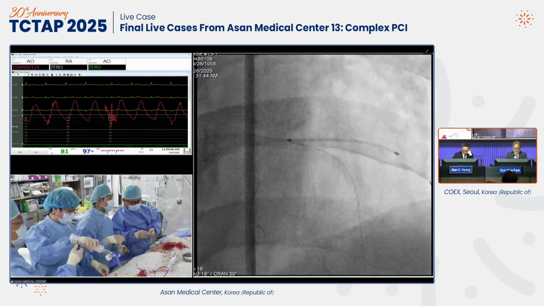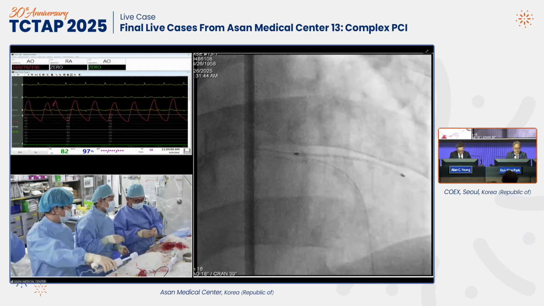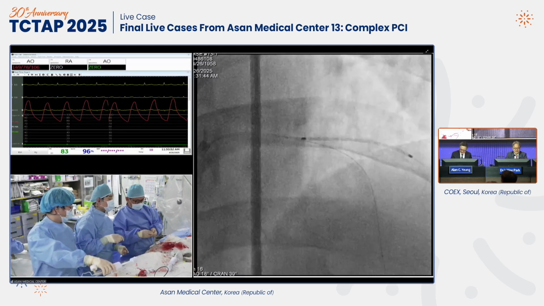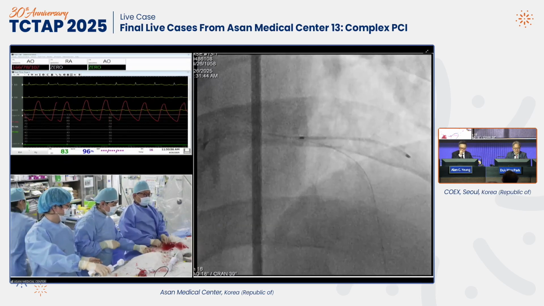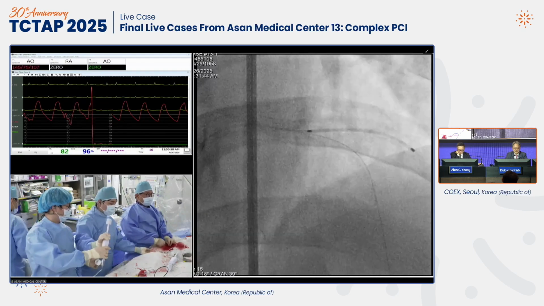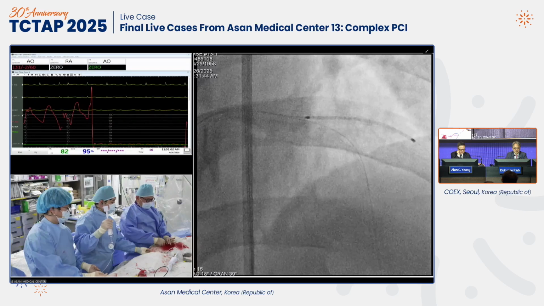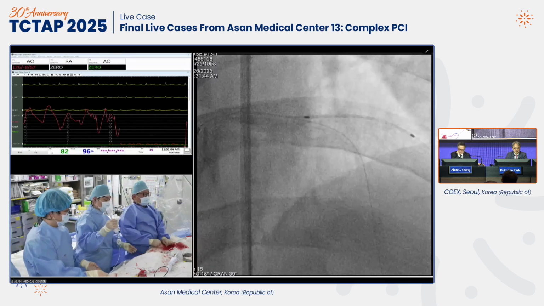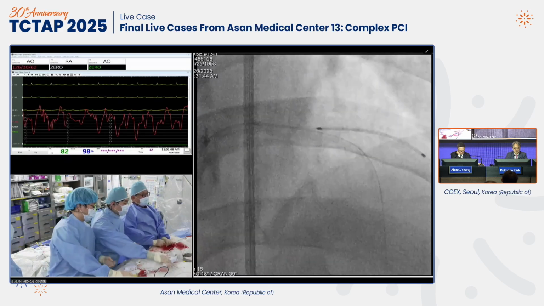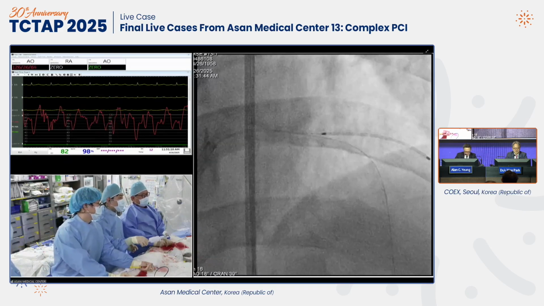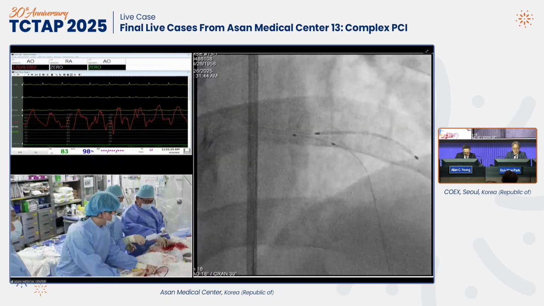Yeah, it's kind of our daily practice. So sometimes we have to treat more aggressive coronary anatomy. Nowadays, the patient age is getting older and older. So 10 years ago, 15% of cath-lab patients were older than 75. But nowadays, I think one third of cath-lab patients are older than 65.